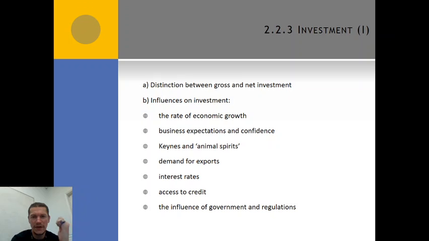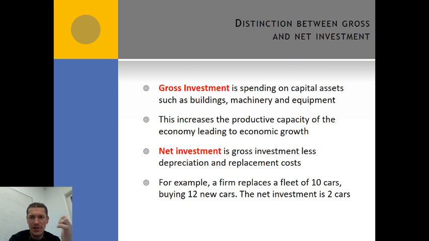Now, what we need to think about then is part A and B. We need to think about the difference between gross and net investment, which is fairly simple. And then the whole thing on this lesson, just like the consumption lesson this morning, where we looked at what influences consumption, we're going to look here at what influences investment, and we'll go through each of those parts. First thing to work out is the difference between gross and net investment.